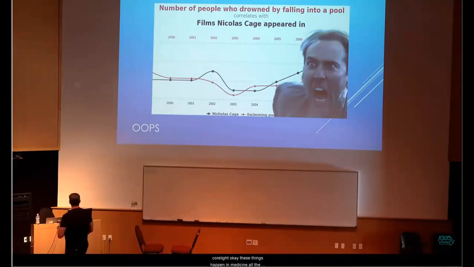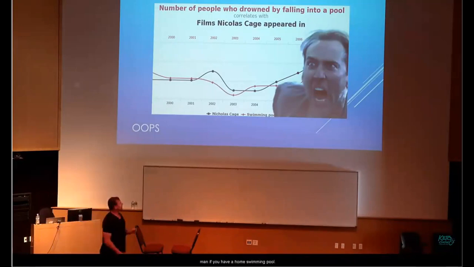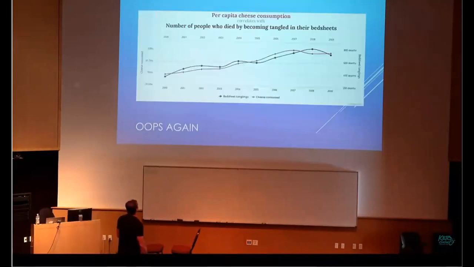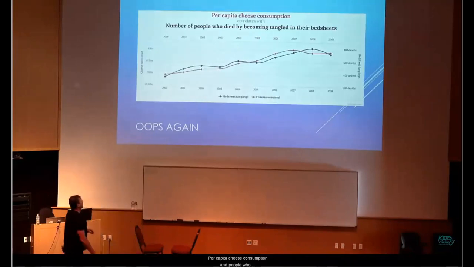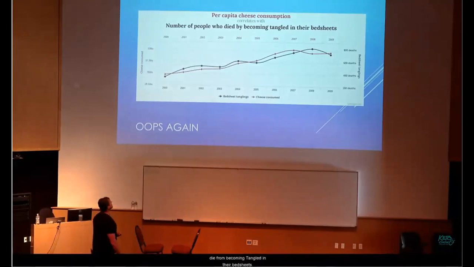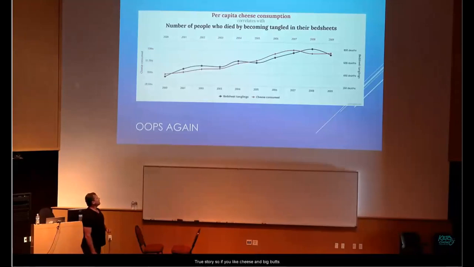Okay? These things happen in medicine all the time as well, and I'm going to show you a few other examples. But this is absolutely true. You can plot these numbers, and Nicolas Cage is a very dangerous man if you have a home swimming pool. Per capita cheese consumption and people who die from becoming tangled in their bed sheets. True story. So if you like cheese and big butts, I don't know, you're in trouble.